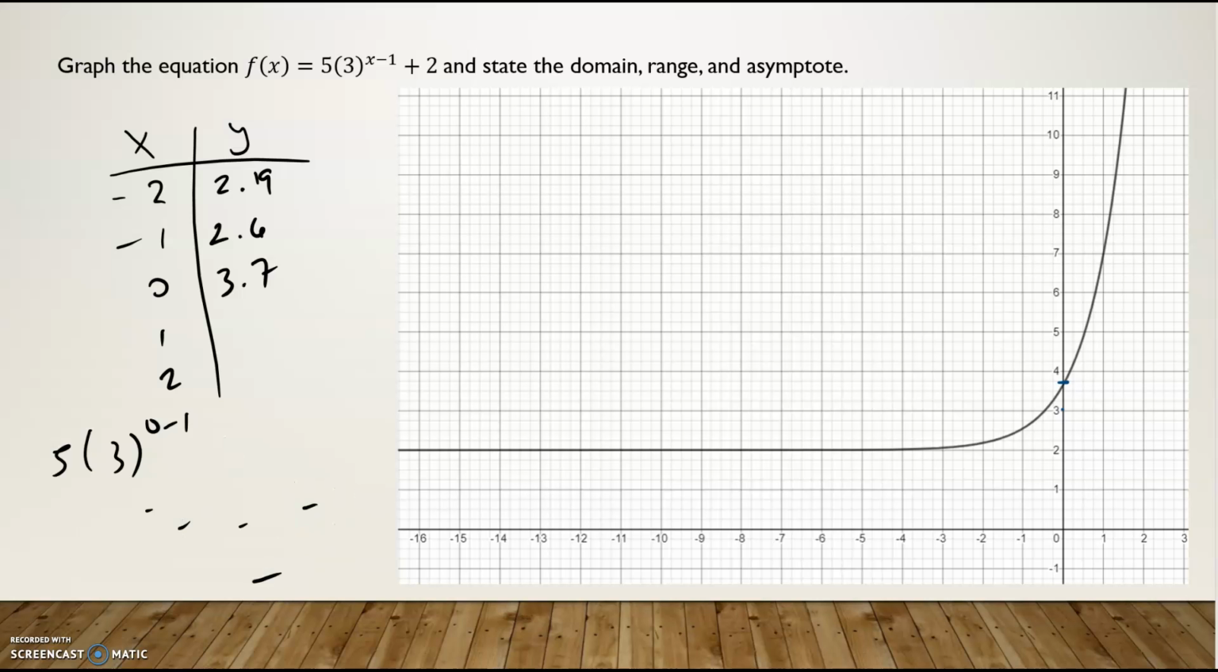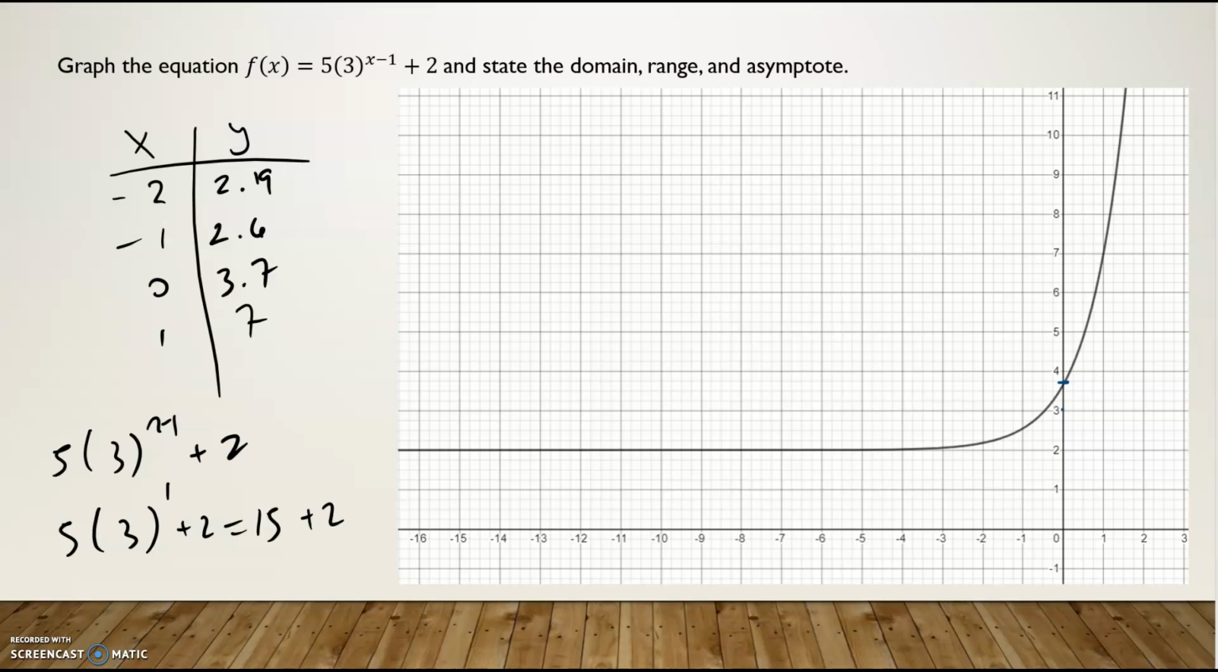Okay, let's plug in 1. So 1 minus 1 plus 2. So that'll be 5 times 3 raised to 0 plus 2. Anything raised to 0 is 1. So it looks like it's 5 plus 2, or 7. And then we'll plug in 2. So 5 times 3 raised to 1 plus 2. Hey, that's going to be 15 plus 2, and that'll be 17. That's off the charts.